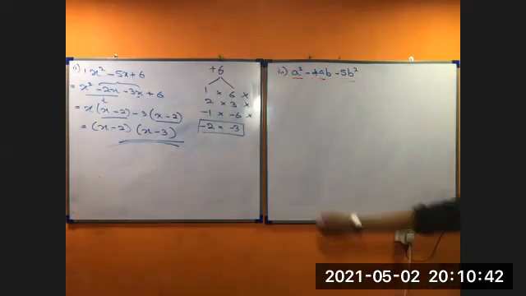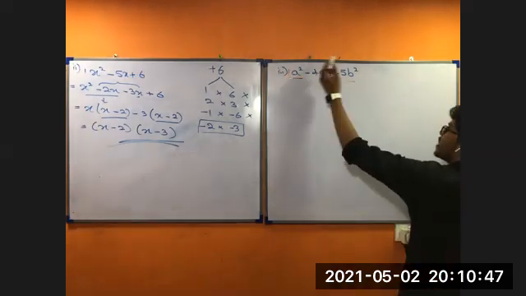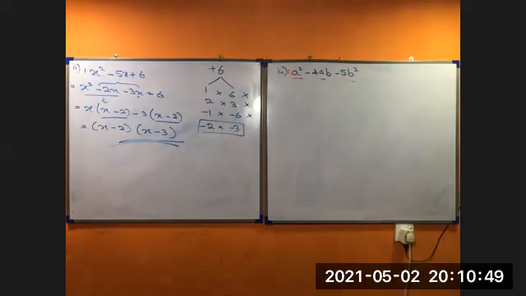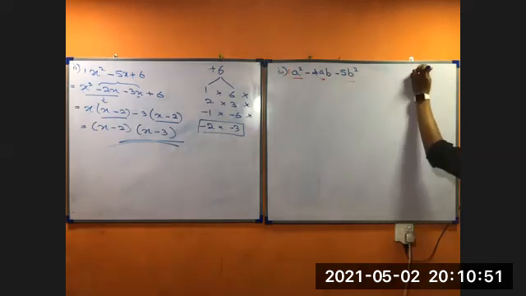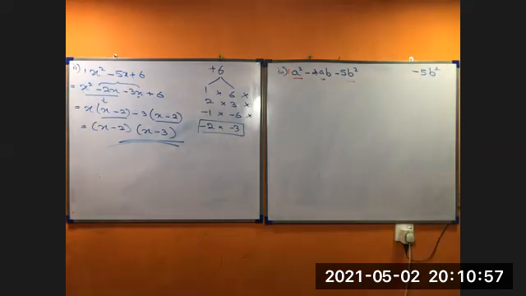Done. Then here we have a 1, right? This is a 1. So 1 times minus 5b squared. So here we got minus 5b squared.